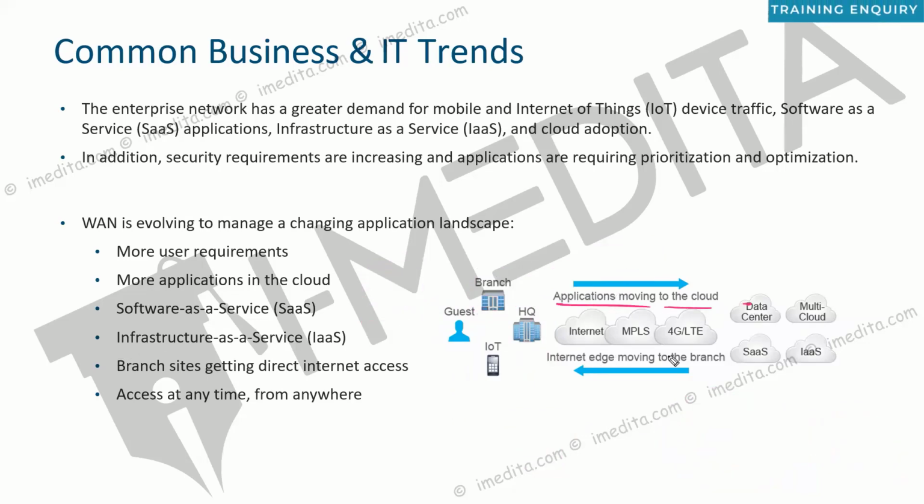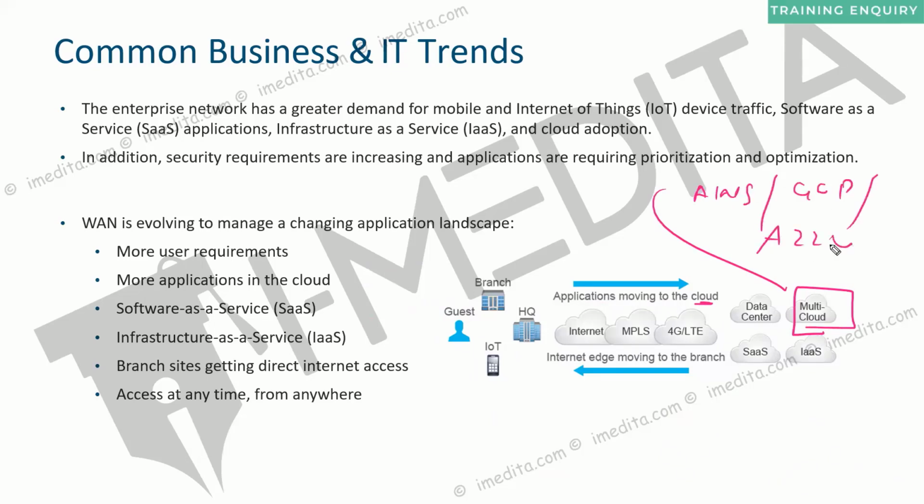Applications are moving to the cloud, and internet is moving to the branches, with the DIA concept nowadays. And not just one cloud: nowadays we have multiple cloud providers, for example AWS, Google Cloud, Azure, and others such as Alibaba. So we have different cloud service providers nowadays.